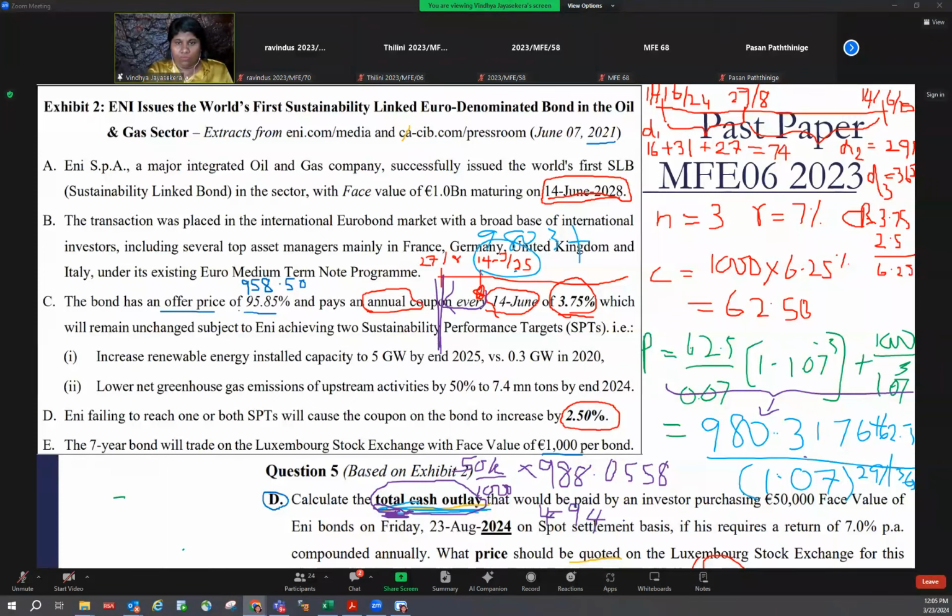49,402.79. That's the answer to the first question: what is the total cash consideration of this transaction? Right? That's the first question. Second part?